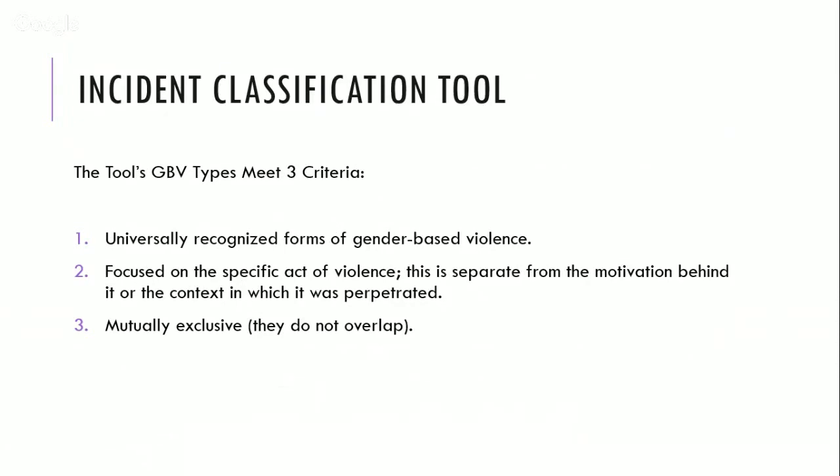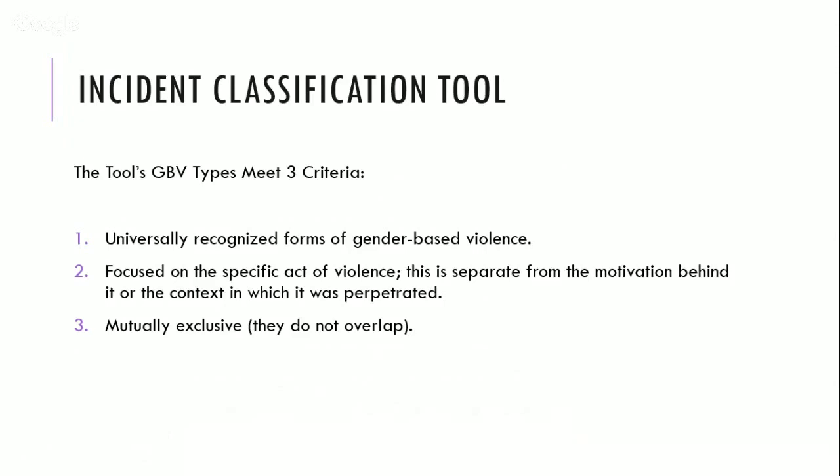When we built the incident classification tool, there were really 3 criteria that we used to build the system off of. The first one, that they were universally recognized forms of gender-based violence. So from Sierra Leone to Iraq to Zimbabwe to Ecuador, we could have types of gender-based violence that were universally recognized in all of those settings. We didn't want to make it specific to just one context.